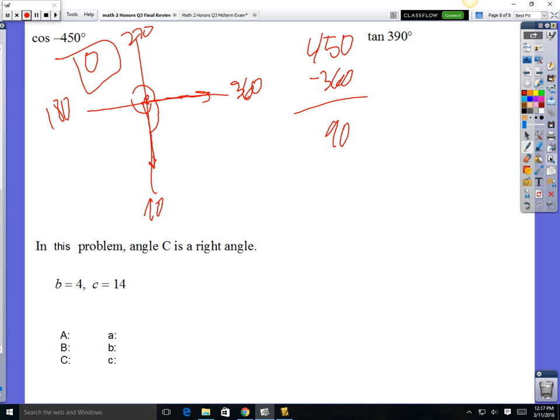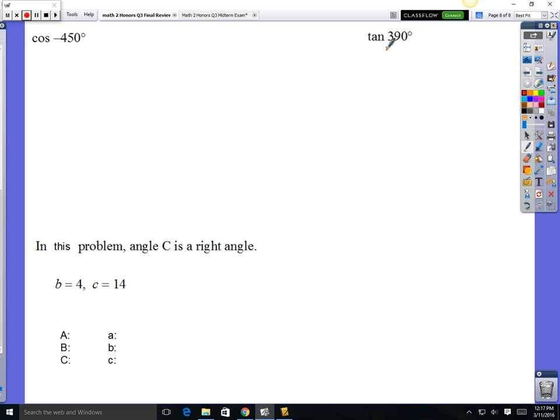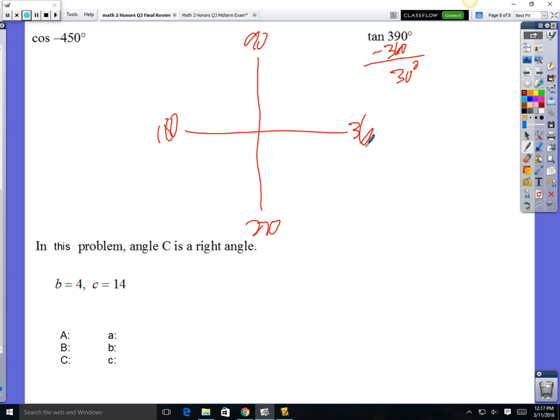Tangent of 390. Okay, 390. That's more than one rotation, so minus 360, and what's left over is 30. And it's positive, so you're going to go this way. 90, 180, 270, 360. First piece is there, you're going to spin around one time, and then 30 left over, so 30 is going to stop right there. So there's 30.